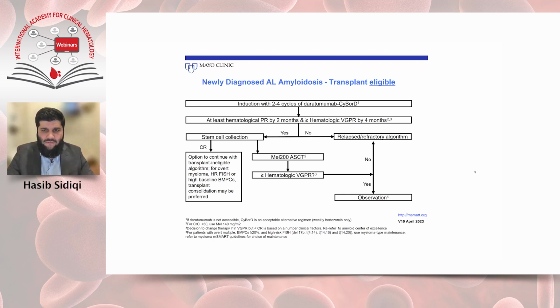And if at least a VGPR has occurred, there would be the option of a stem cell collection, followed by continuing on the Dara-Cyborg protocol, which we will discuss in a bit more detail. If the patients have failed to achieve a deep enough response, then the options of switching therapy or consolidating with stem cell transplant become available.